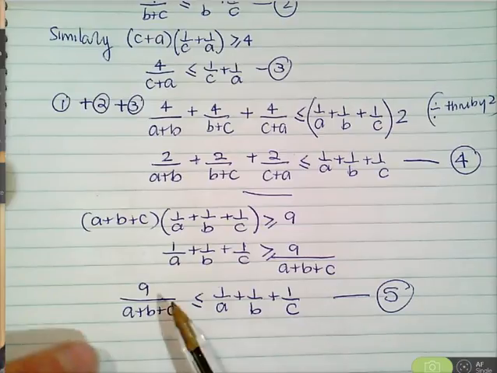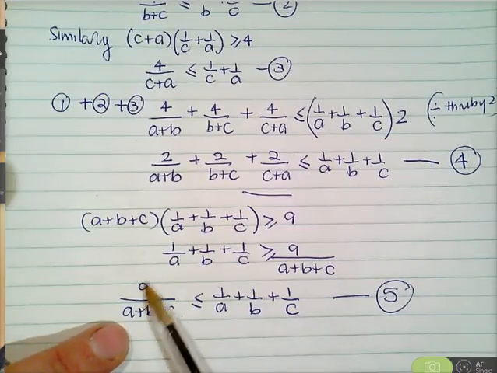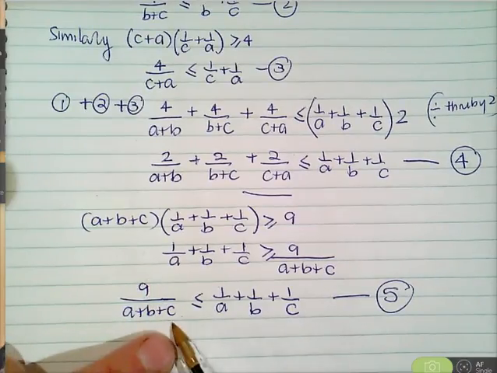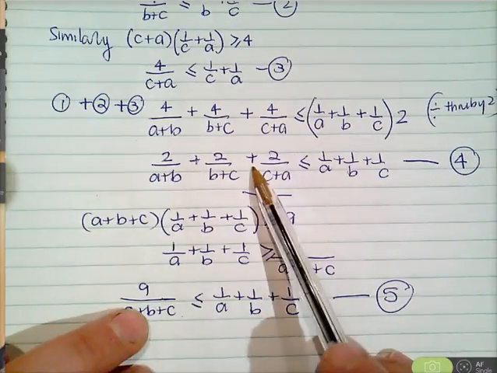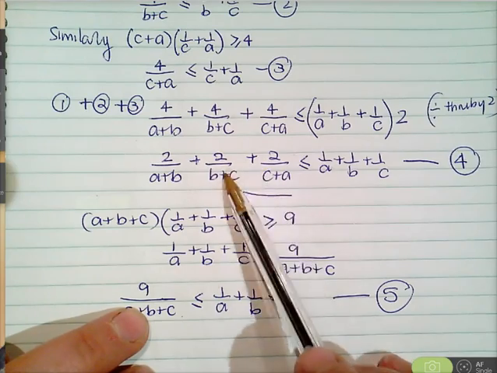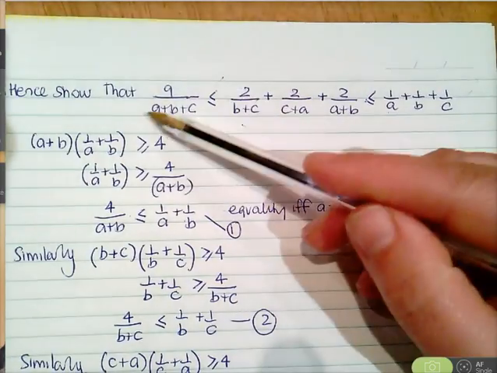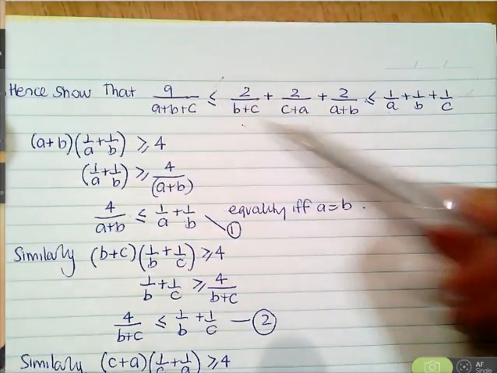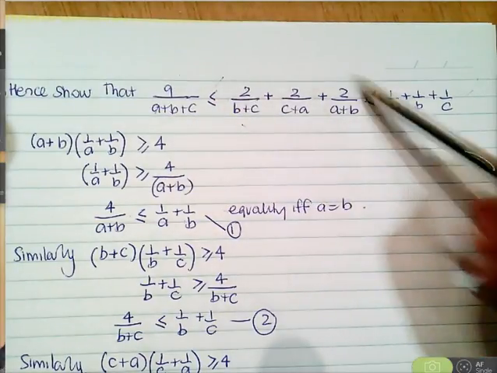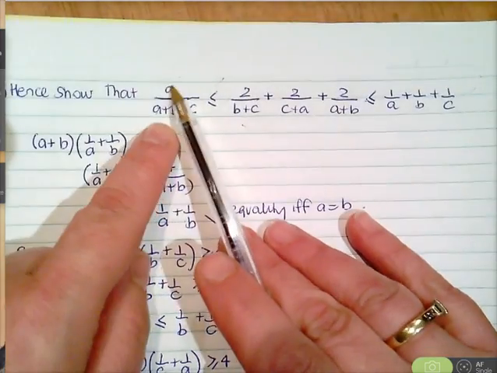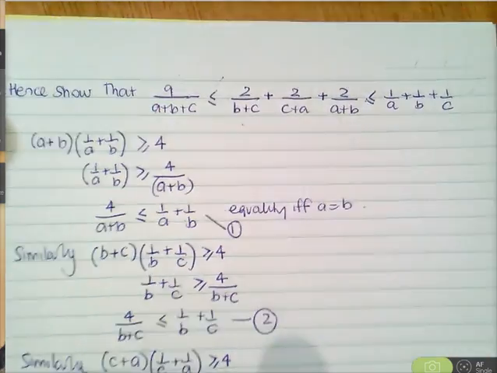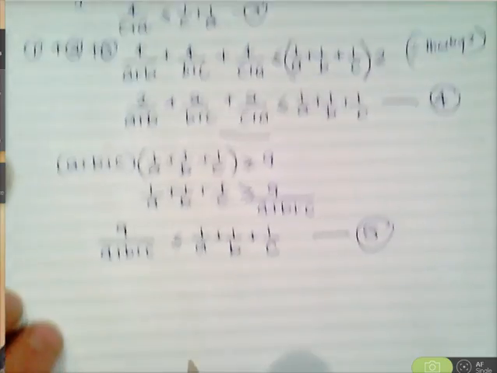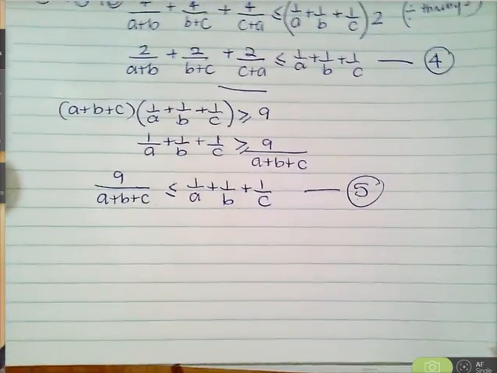The reason is we need to be able to relate the 9 over A plus B plus C to this middle inequality. We need to know whether this is bigger or less than this inequality here, because we're trying to show that 9 over A plus B plus C is actually less than this bit here. Problem is we only know that it's less than that. So what we're going to have to do is try and relate this to this inequality. So we've got to go back and try something else, okay?